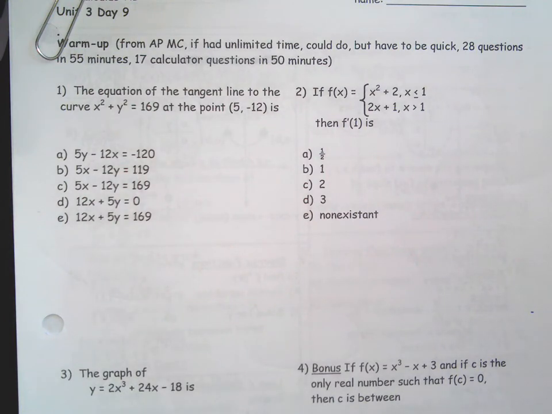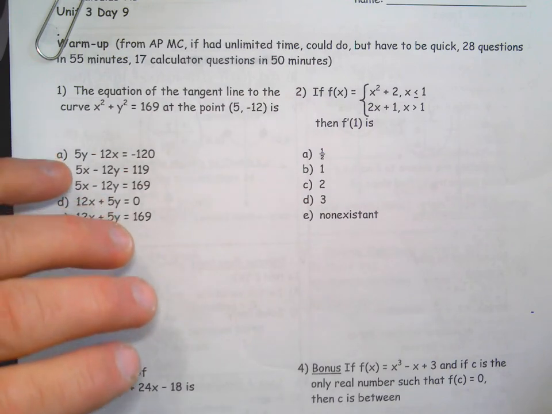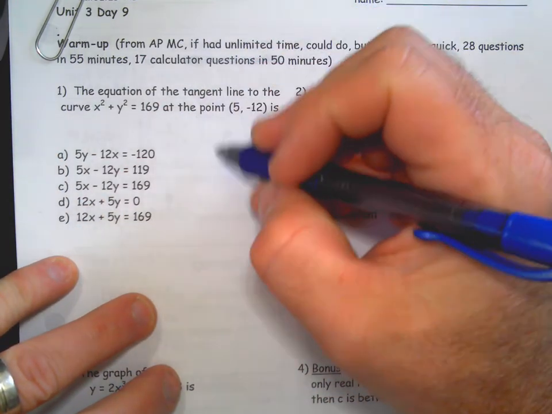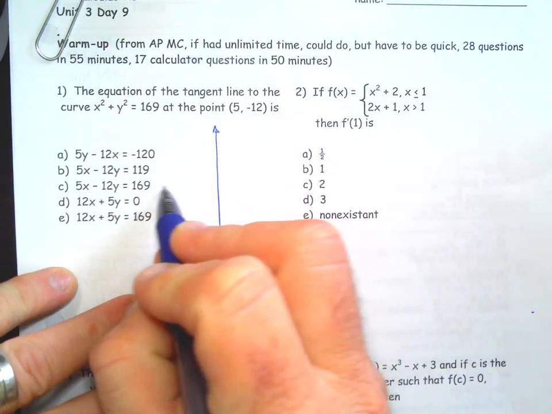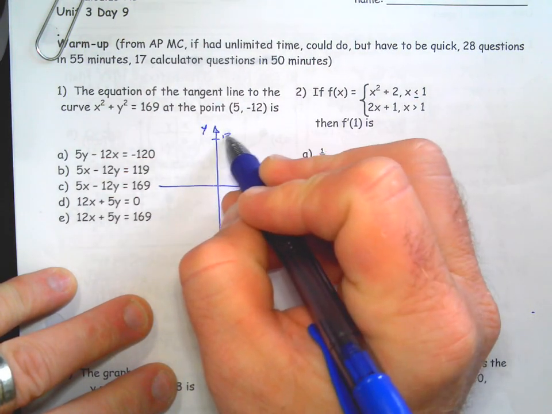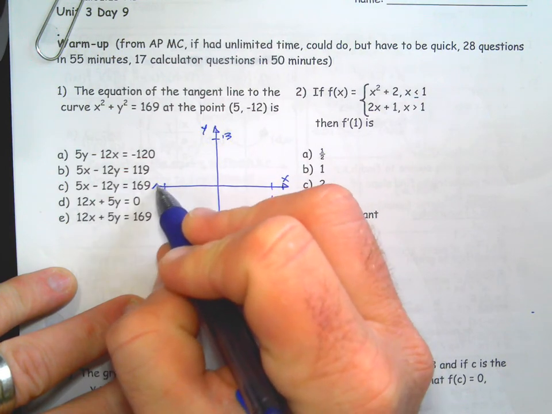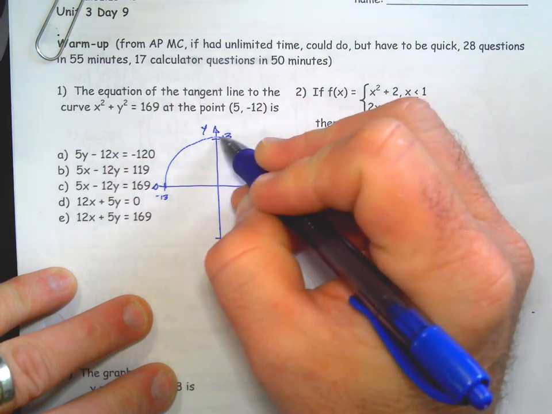So like the first problem, equation of tangent line to the curve, x squared plus y squared equals 169, at the point (5, negative 12). Well, that's a circle, tangent line to circle. I showed you guys a bunch of calculus that you could do for it, but the fast way is to just draw a picture and say, all right, 13, 13, negative 13, negative 13, draw the circle.